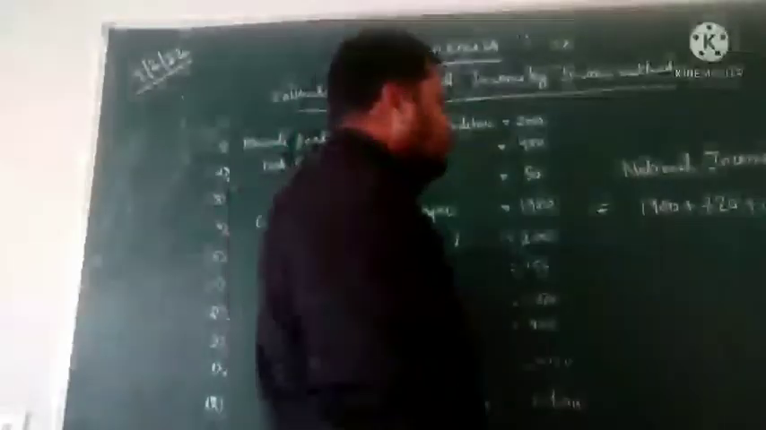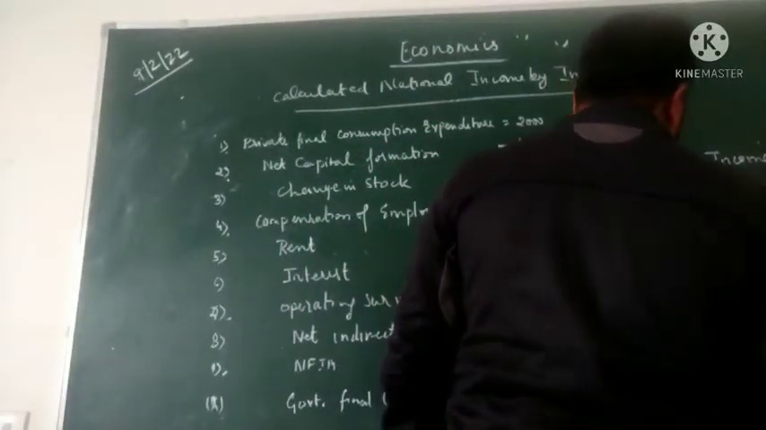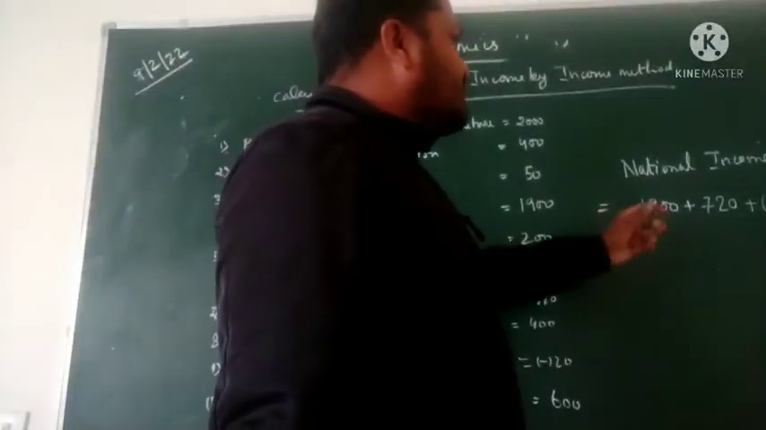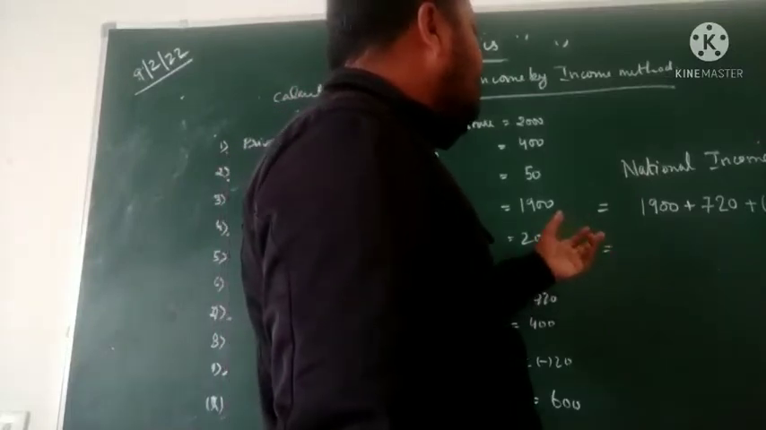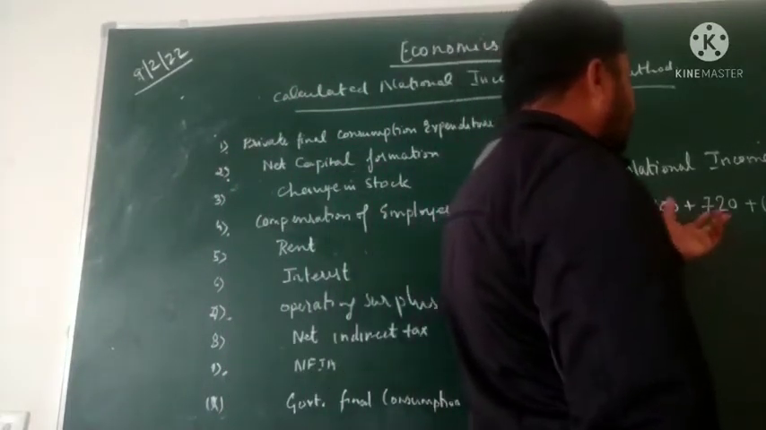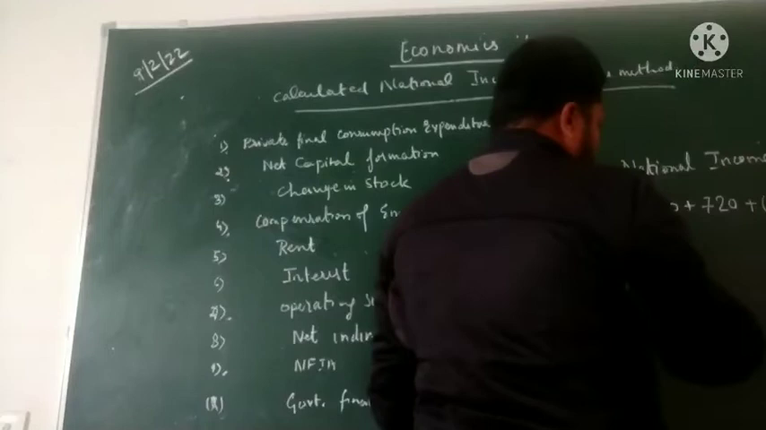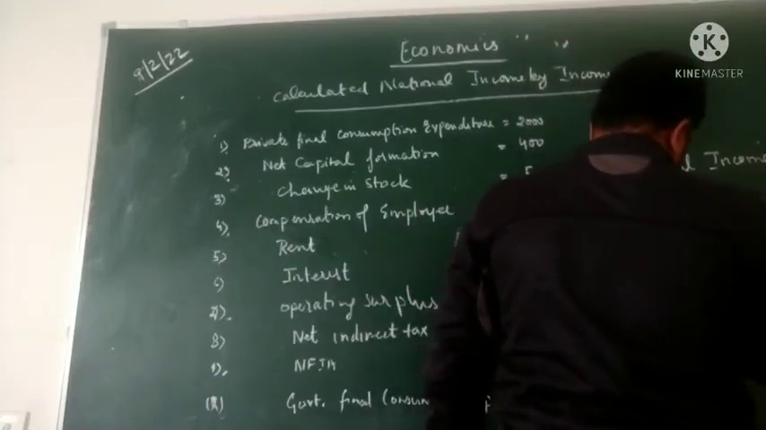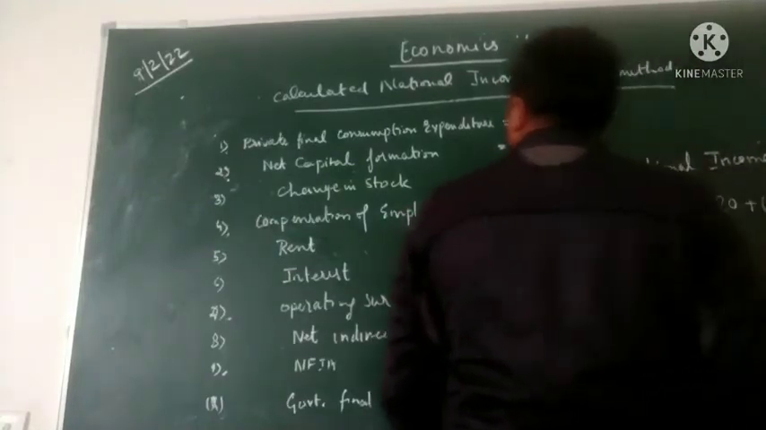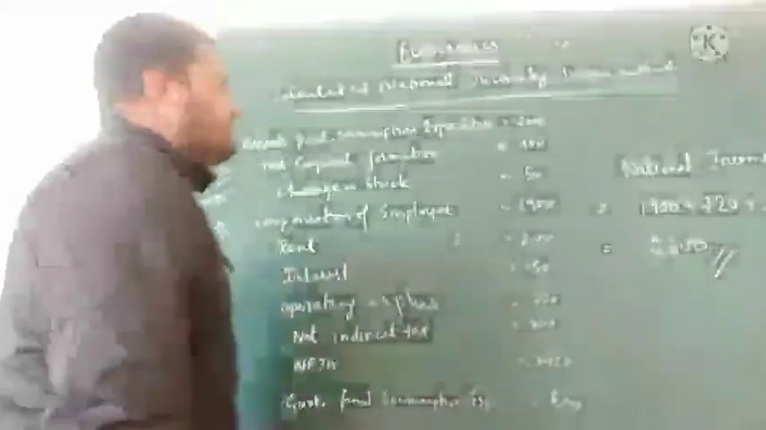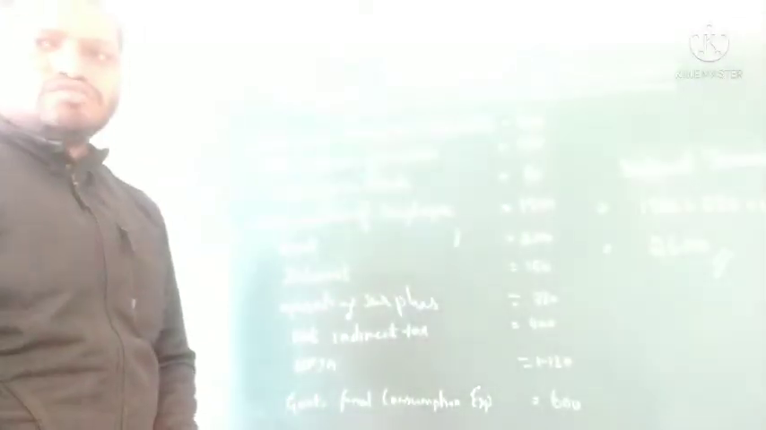So after calculating that we get the answer. We can add up 1900 and 720, we get 2620, and minus 20, that is 2600. So that is the answer for the national income by using the income method.